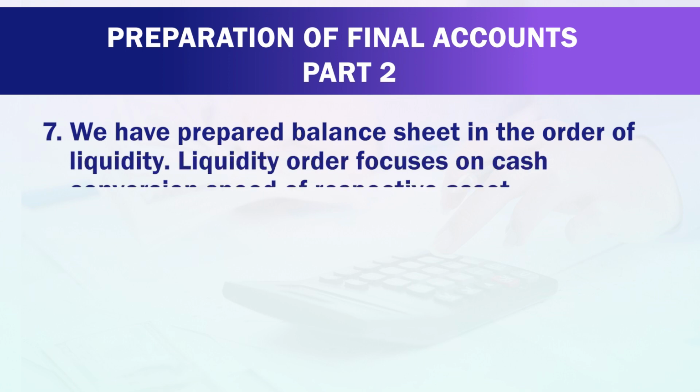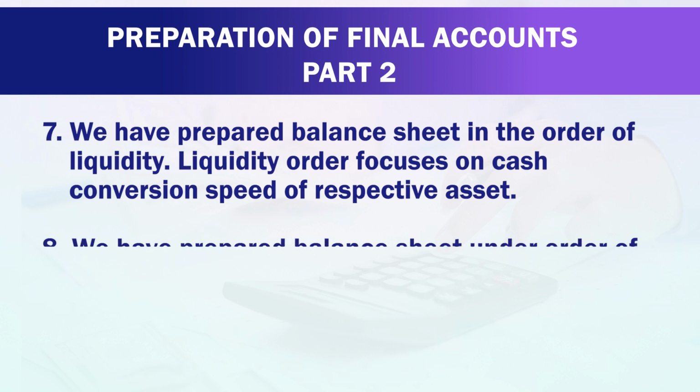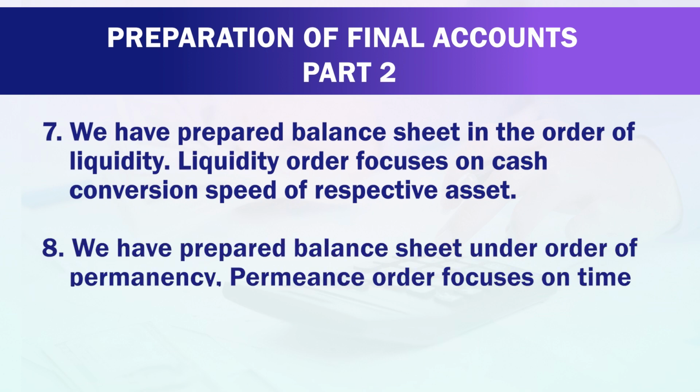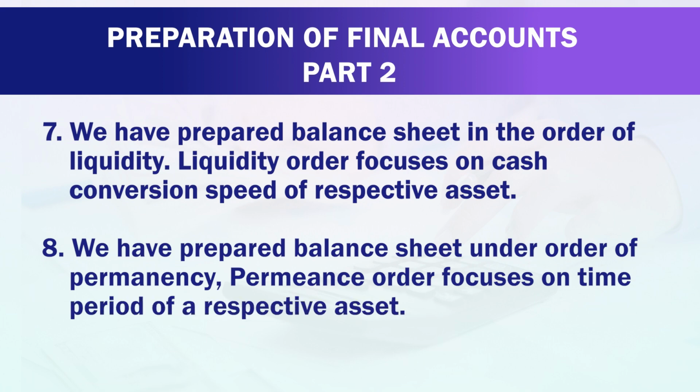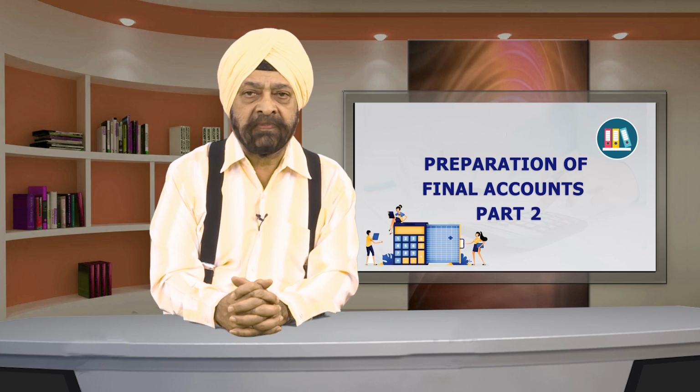Liquidity order focuses on cash conversion speed of respective asset. Permanence order focuses on time period of respective asset. We will continue with the preparation of final accounts, but with some other important issues. In illustration 2, we have incorporated the effect of GST in final accounts.